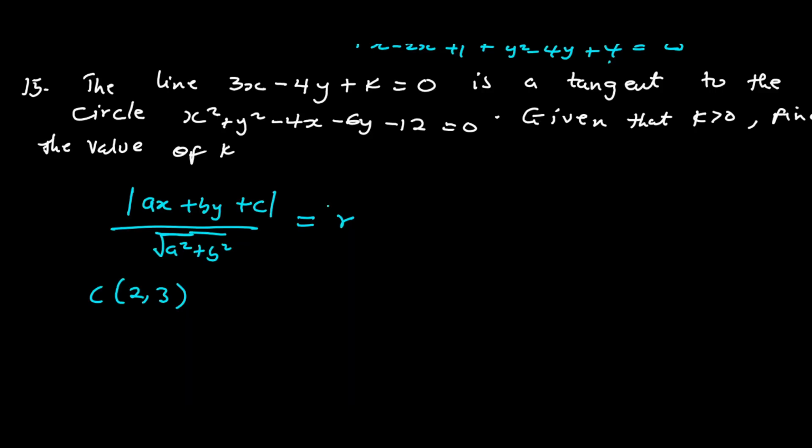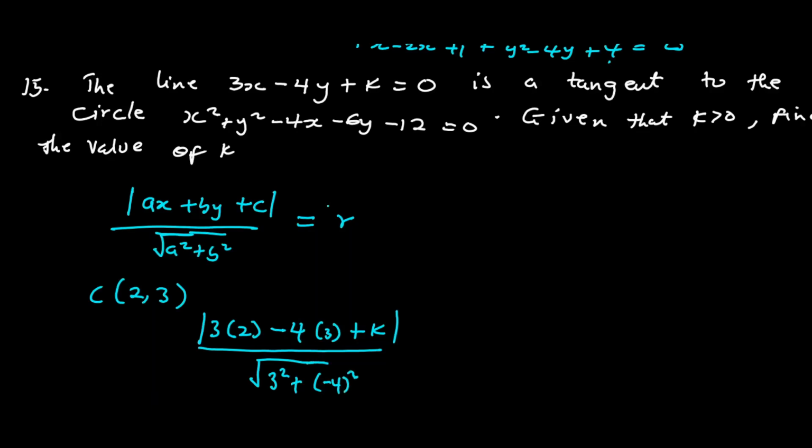Alright. So we substitute everything into this equation, and then we'll have absolute value of A. In our case, our equation is 3, our x is 2, plus B, which is negative 4, 3, plus k, all over the square root of A, which is 3 squared plus -4 squared.